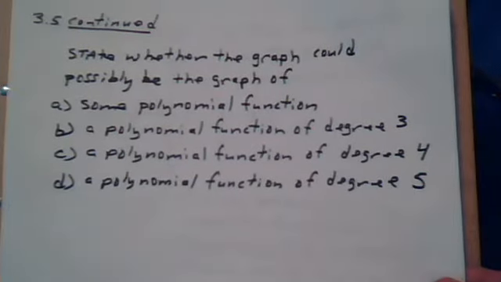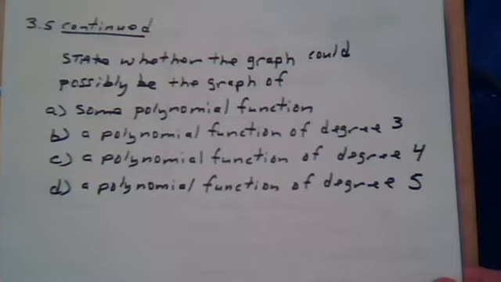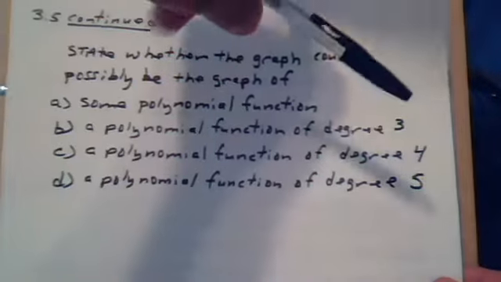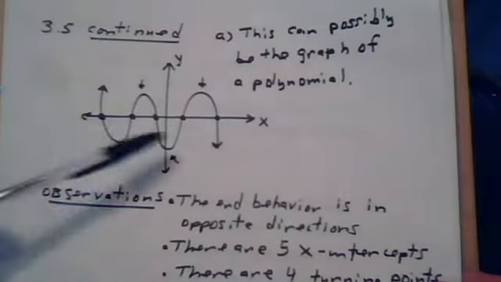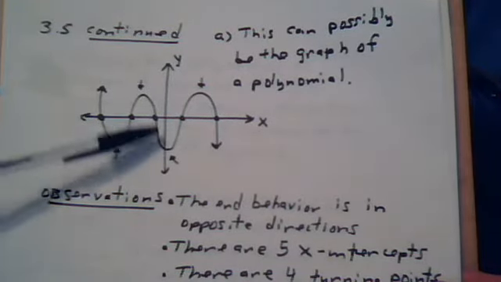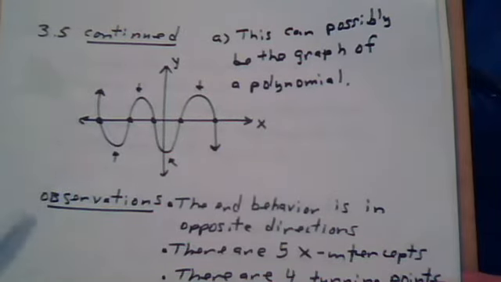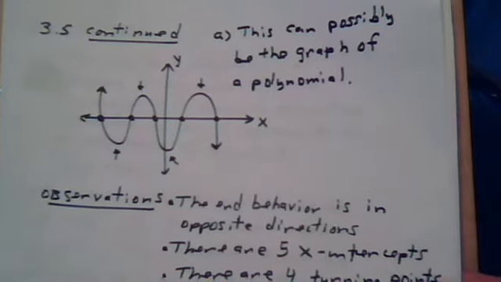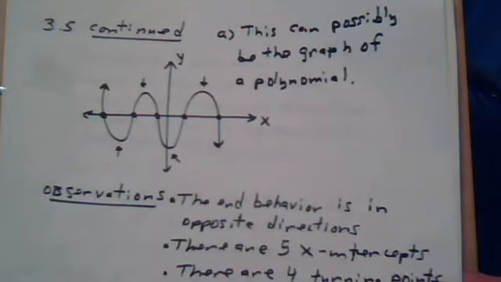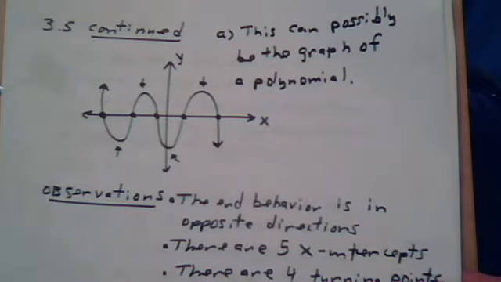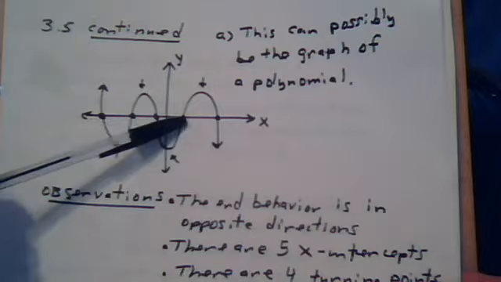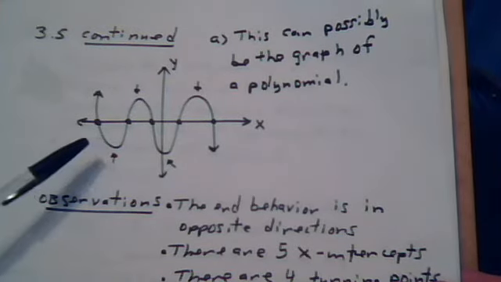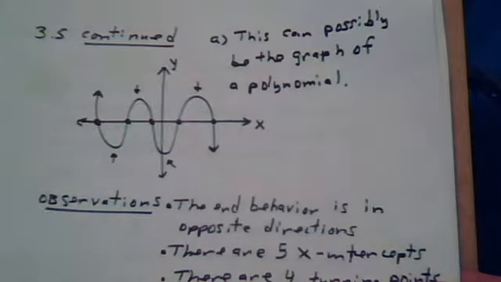Let's work an example. State whether the graph could be possibly the graph of a polynomial function, a polynomial of degree 3, a polynomial of degree 4, a polynomial of degree 5. So here's our polynomial, here's the graph. And since it's smooth, continuous, and no sharp corners, A is yes, this can possibly be the graph of a polynomial. This one's a candidate for being a polynomial. Now, let's make some observations before we answer the rest. Notice there's 1, 2, 3, 4, 5 x-intercepts, and this polynomial equation has 1, 2, 3, 4 turning points.